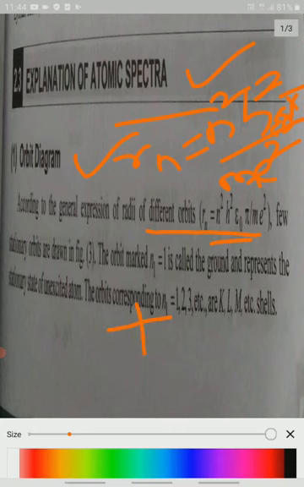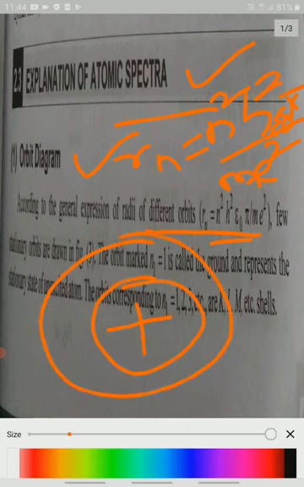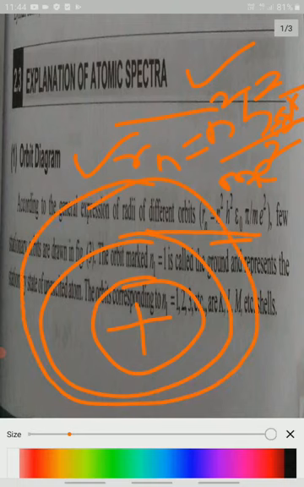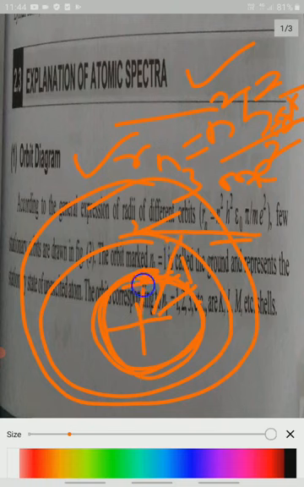As I explained many times, an atom contains a central nucleus, and electrons revolve around the nucleus. These are the orbits. The first orbit is also called the ground state. Here n equals 1, 2, 3: first orbit, second orbit, third orbit. In this way any atom contains different orbits, and different orbits have different radii. The first, second, and third orbits each have a different radius.